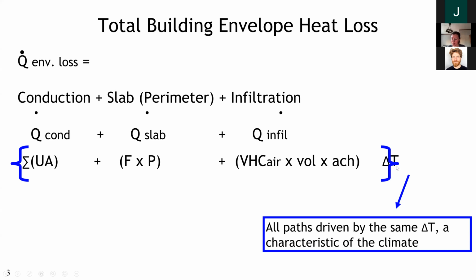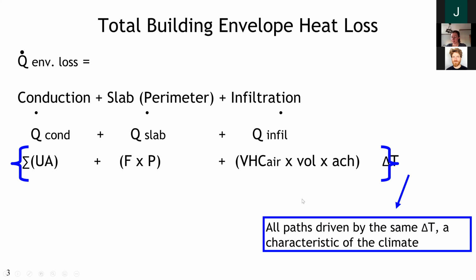The parentheses are a little off here, but pulling out that change in temperature, we are summing up these three sources of heat loss: the sum of the UA, plus the sum of the UA plus the perimeter edge loss factor times perimeter, plus volumetric heat capacity of air times volume of space times air changes per hour, summing those up and then multiplying all of that by the change in temperature.